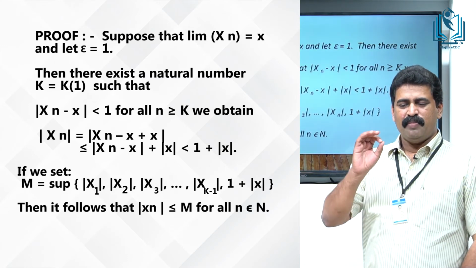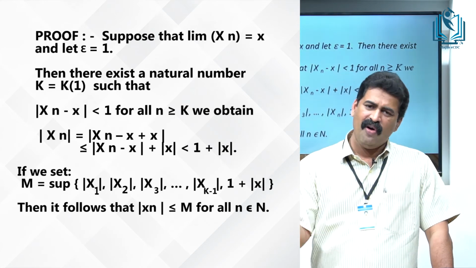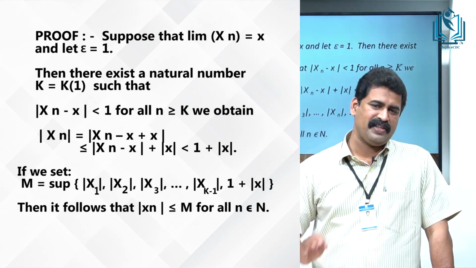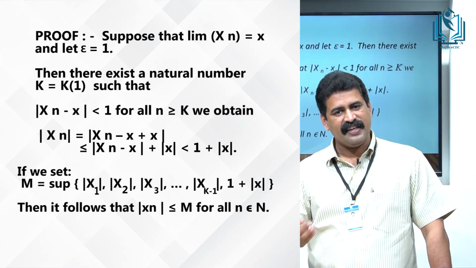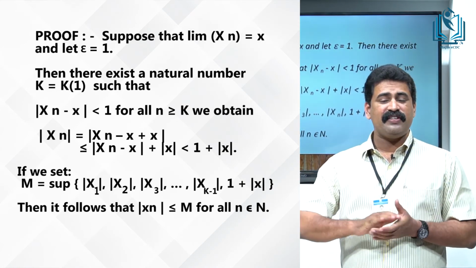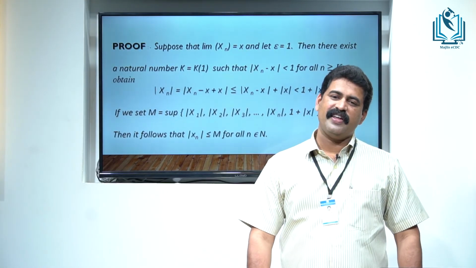That means modulus xn is less than or equals capital M for all n belongs to N. That means we can say that our sequence is bounded. That means every convergent sequence is bounded. Clear?